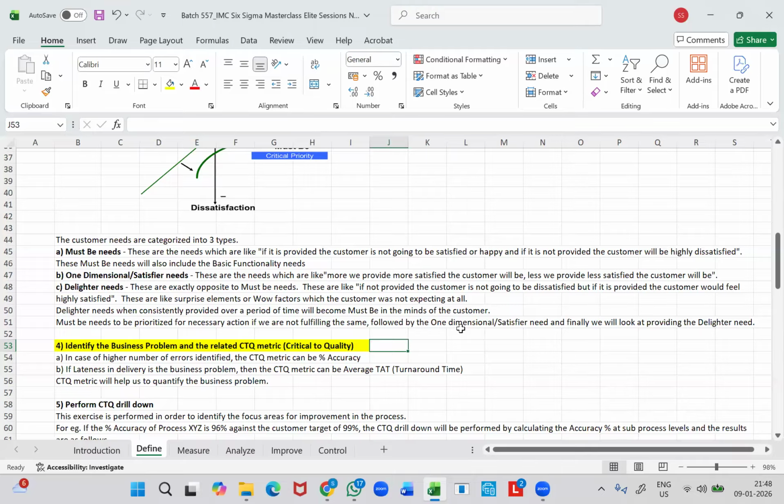And another important thing is, as I told you on the very first day, Six Sigma is all about establishing each and everything with the help of data.